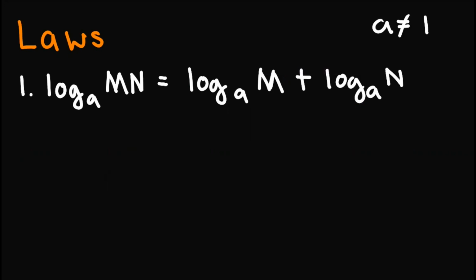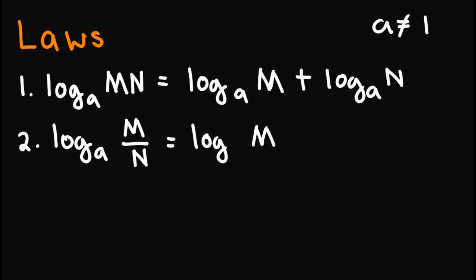The next law is the logarithm of a quotient. So we have the logarithm of m over n with respect to base a. This one is simply the logarithm of m with respect to base a minus the logarithm of n with respect to base a. To prove this, we simply apply the same idea that we did in the first number. But this time, we will use the laws of exponents on the quotient law.